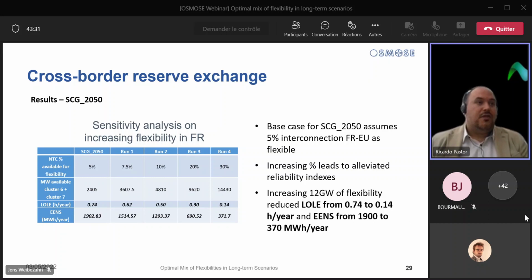For instance, for the last configuration, on the right side, so for run 4, in the case of the flexible interconnection between France and Europe is increased in 30%, this would reduce the loss of load expectation from 0.74 hours per year to 0.14 hours per year, which is a 81% reduction, or the expected energy not supplied from 1.9 gigawatt hour per year to 370 megawatt hour per year, also 81% reduction. Moving to the next slide.